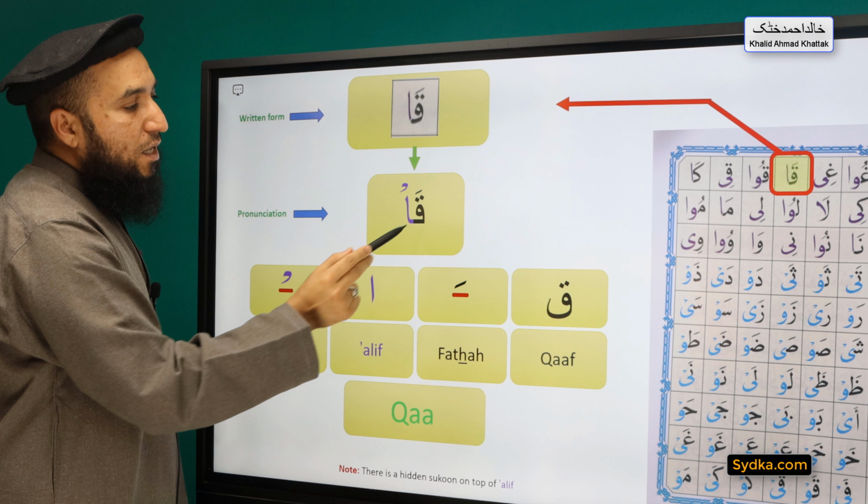So the first syllable we have is Qaf Fatha Alif Sukun. Qaf is a heavy letter, it has Fatha on top of it, it is followed by Alif, and this Alif has hidden Sukun. Qaf Fatha Alif Sukun Qa.